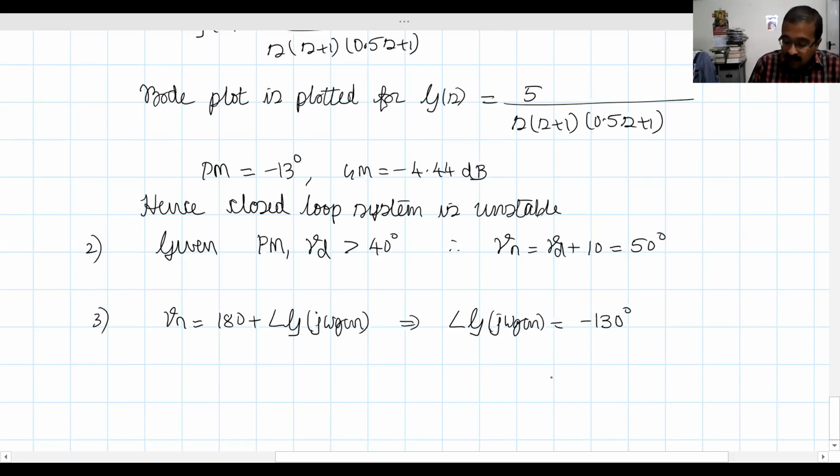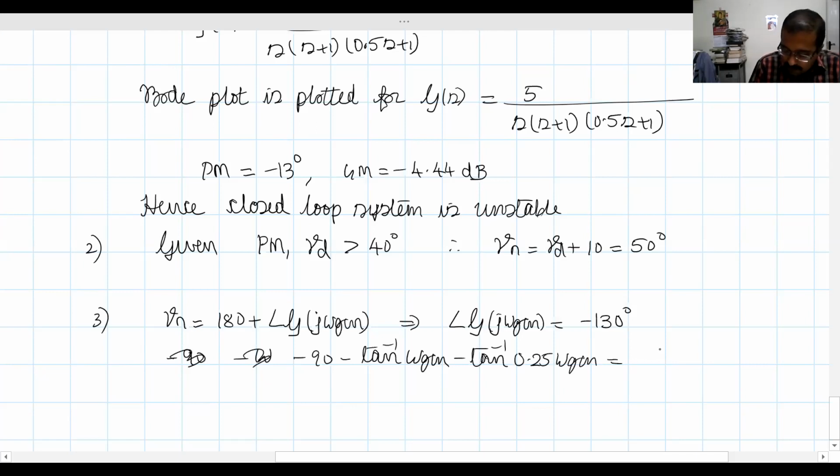How? What is angle GJ omega GCN? It will be minus 90 minus tan inverse omega GCN minus tan inverse 0.25 omega GCN equals minus 130 degrees.